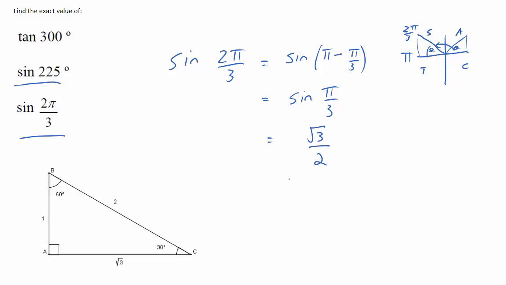Similarly, you can check your calculator. You either need to put your calculator into radians to be able to type in sine of 2 times pi on 3, or you could convert this back to degrees. It's 180 minus 60, so it's going to be 120 degrees, and type in sine 120 and check that you actually do get root 3 on 2.